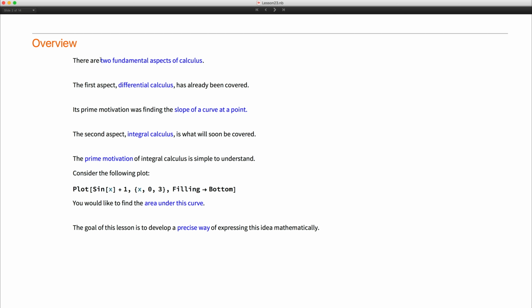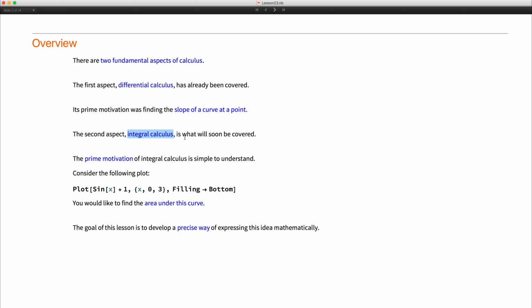So basically there are two fundamental aspects of calculus. The first aspect is differential calculus, and that's what we've been talking about all the time so far. Now, the prime motivation there is to find the slope of a curve at a point, or the tangent line.